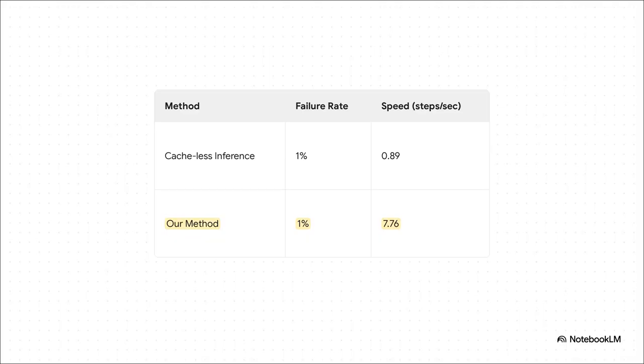Well, the researchers put it to the test, and the results are pretty stunning. Just look at this table. This shows a simulation where 1% of the servers are constantly failing, so a pretty shaky network. A normal system without this smart caching thing just crawls along at less than 1 step per second. But their method, it's blazing past at almost 8 steps per second under the exact same chaotic conditions.